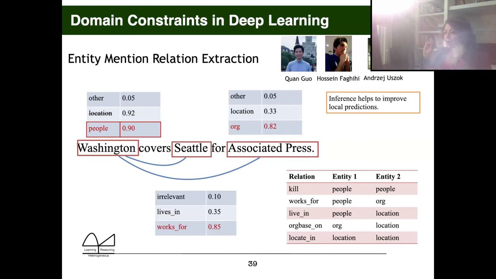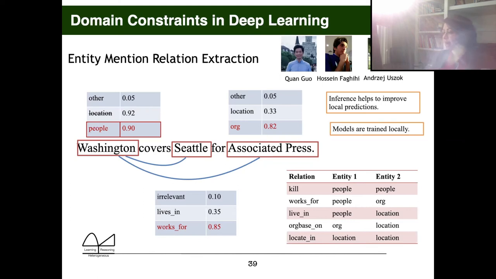And then again, going back to the example that I had in the beginning, this could be formulated as an integer linear program. We have probabilities, we have linear constraints, and we can find the best solution, the best assignment to the variables that obey these constraints. And that helps to really get better decisions.